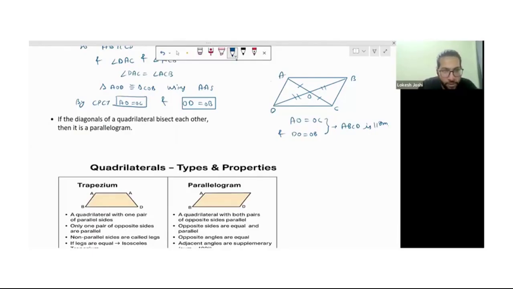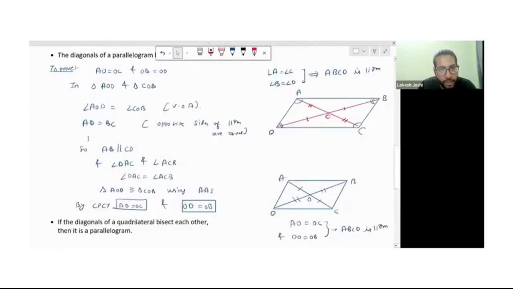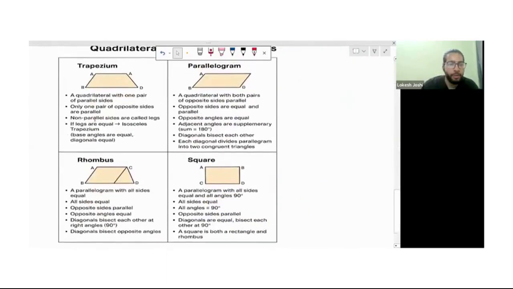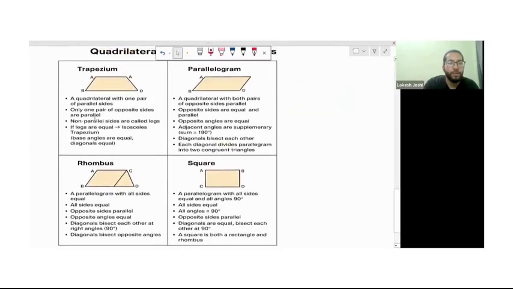Okay, in this chapter, the most important quadrilateral which we have to study and which is given in the NCERT textbook is the parallelogram. So we have done many proofs and some properties. Now for trapezium, rhombus and square, I also have some properties there. So first of all, for trapezium, as we already know, a quadrilateral with one pair of parallel lines, which means this one is parallel to this one. Only one pair of opposite sides are parallel, which means this cannot be parallel. Only one pair we should have to follow.